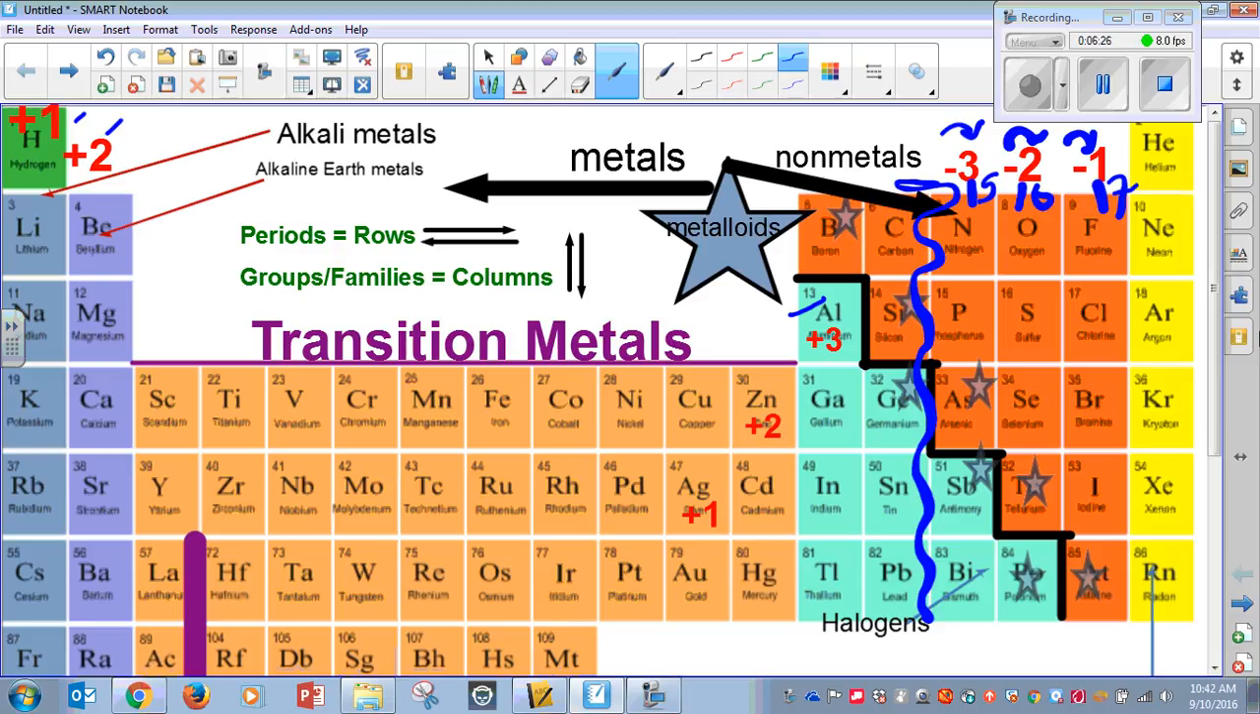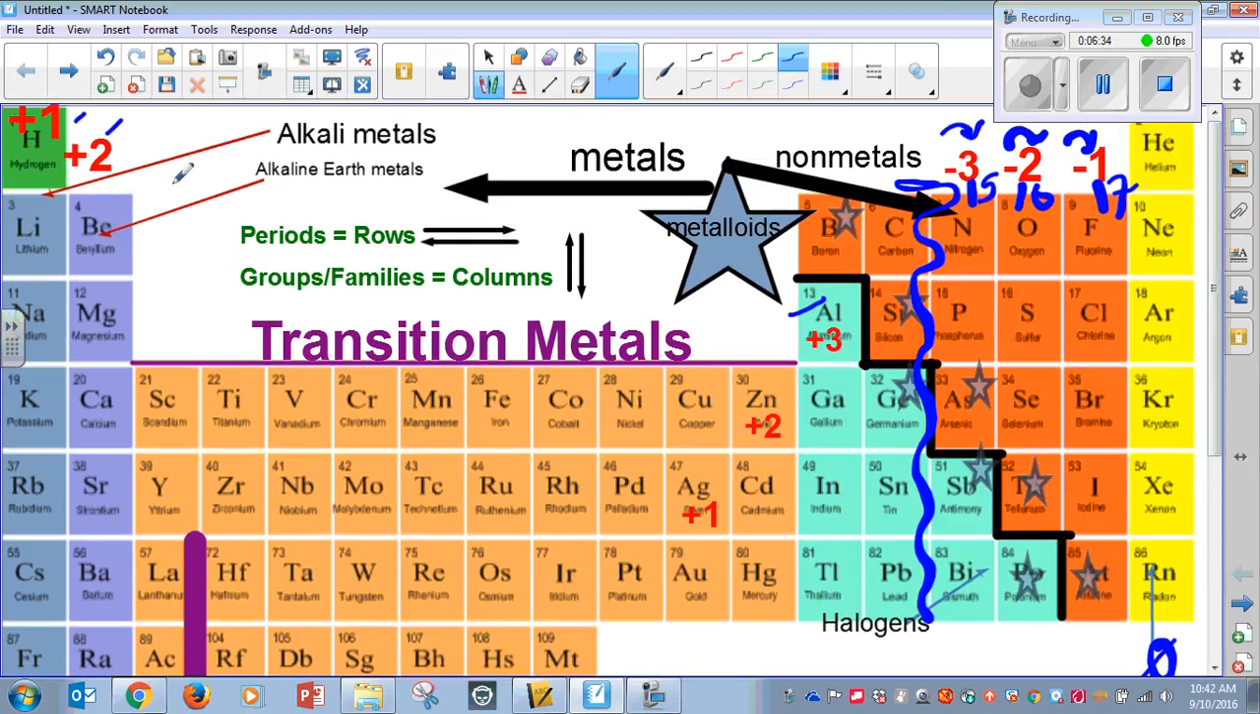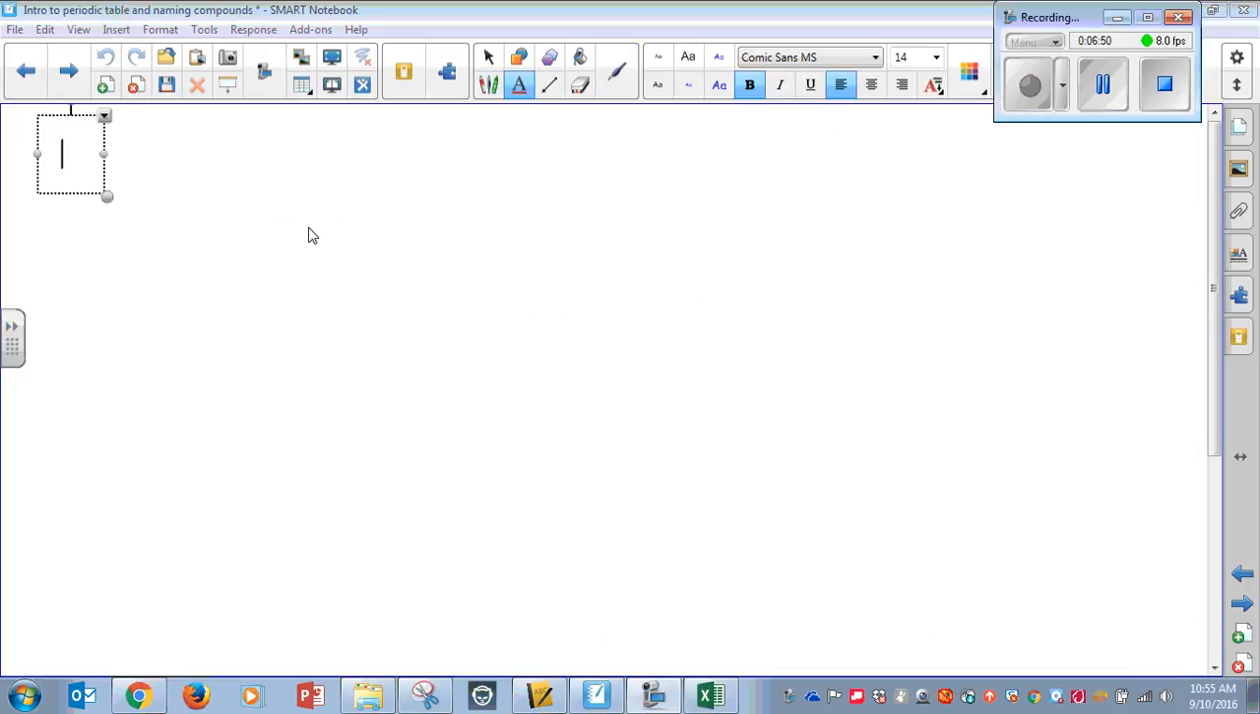Our noble gases, which sit over here in group 18, they form no charge. They do not form ions. So it's +1, +2, silver 1, zinc 2, aluminum 3, -3, -2, -1. So let's talk about naming ions.